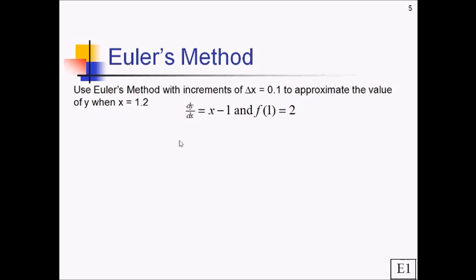So now that we've got the basic idea of Euler's method, let's use it on this problem, where we're trying to use it with increments of 0.1 to approximate y when x equals 1.2. We're given dy/dx equals x minus 1 as our starting differential equation, and initial condition of f of 1 equals 2.